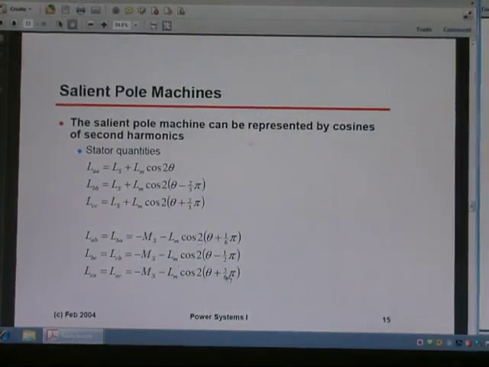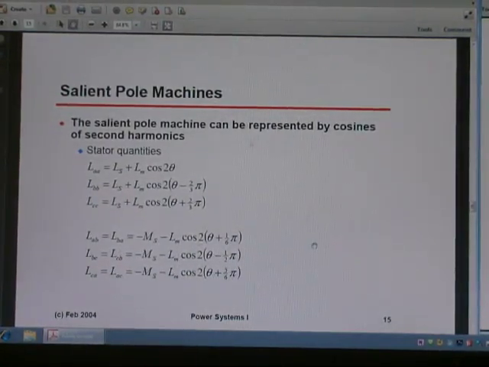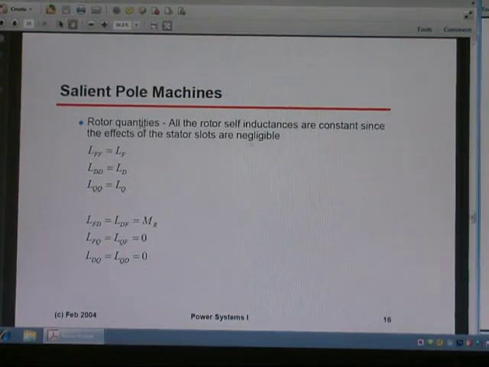And also, therefore, we can calculate the field inductance, direct inductance, and quadrature inductance. This is the inductance between the field and direct axes, and between the field and quadrature axes, and between the direct and quadrature axes. Those inductances we can represent. Those are rotor quantities. All the rotor self-inductances are constant, since the effect of the stator slots is negligible.